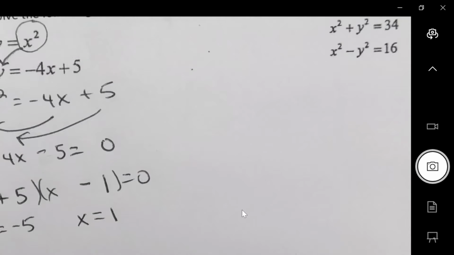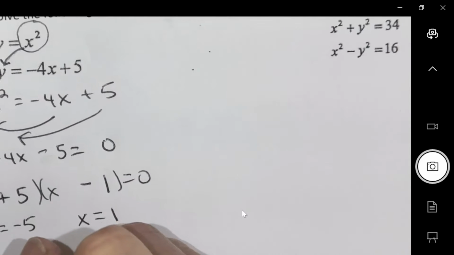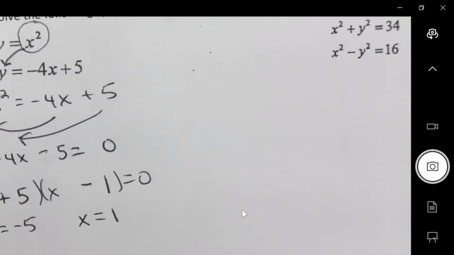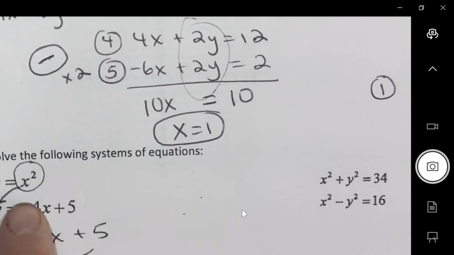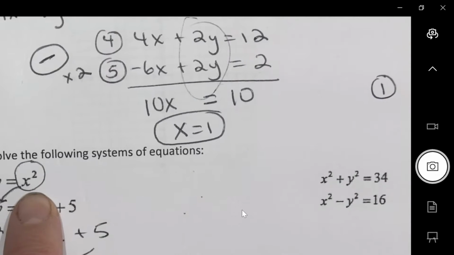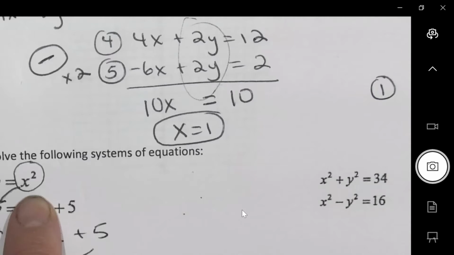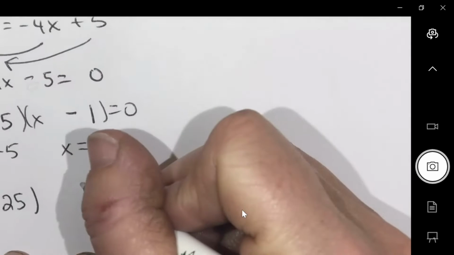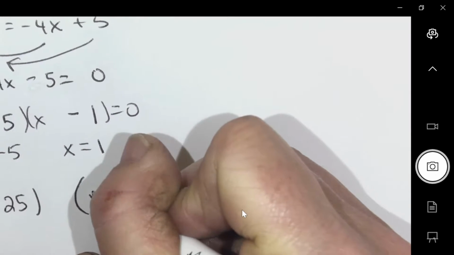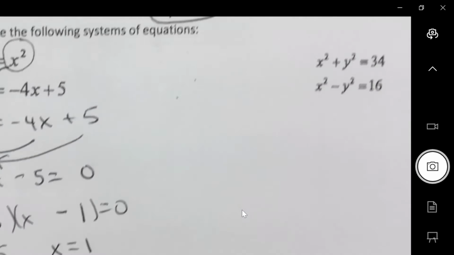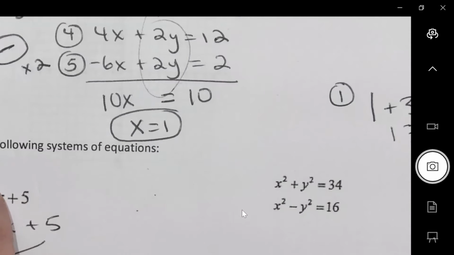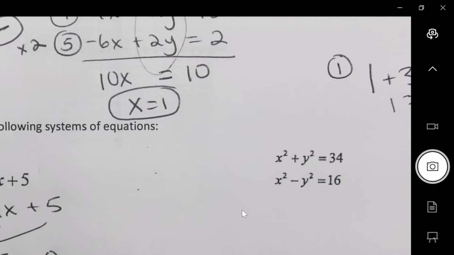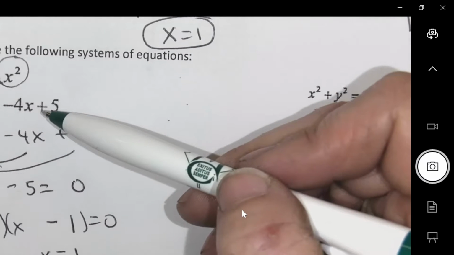Okay, this is not the answer though. This is almost there. I gotta plug this in. So if x is negative 5, what is y? If x is negative 5, y is negative 5 squared, which is 25. If x is 1, plug it in. What is 1 squared? 1. Okay, you could also plug it into the second equation. It should still be the same.